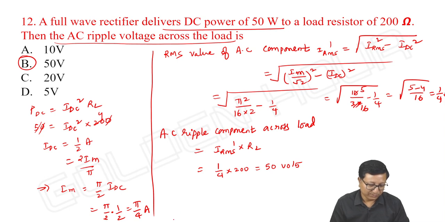From the given data, I calculated IDC. From IDC, I calculated Im. Once I know the value of Im, the RMS value of the AC component can be comfortably calculated. Once I get the current value, voltage is that current multiplied with RL. That's it.